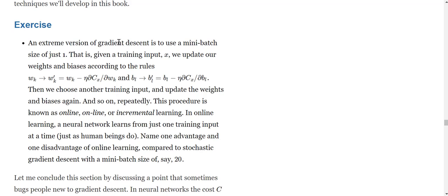An extreme version of gradient descent is to use a mini batch size of 1. That is, given a training example x, we update our weights and biases according to this rule. Then we choose another training input and update, and so on. This procedure is known as online or incremental learning. In online learning, a neural network learns from just one training input at a time. Name one advantage and one disadvantage of online learning compared to stochastic gradient descent with, say, a mini batch size of 20. So the advantage would be, of course, that it would be faster.